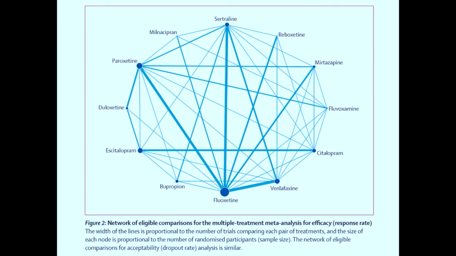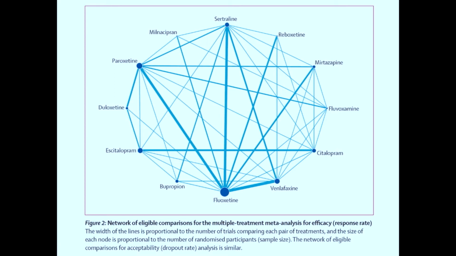And this is the network. This is why we call it network meta-analysis. This is the graphical representation, and we have 12 nodes, and each node is one drug. We're talking here about antidepressants, and the size of the node is proportional to the number of patients randomized to each intervention, each drug. So you can see here, we have a lot of patients randomized to fluoxetine, not so many to duloxetine, and so on.